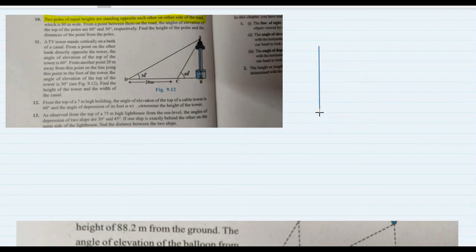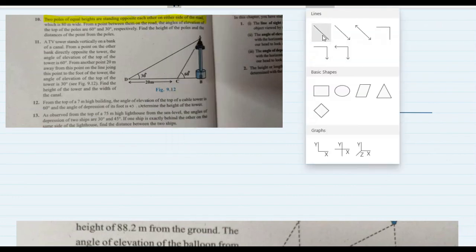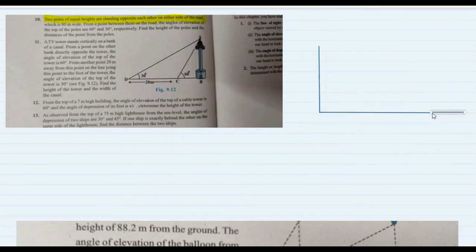Now pole, building, tower, tree, these all things are always considered to be perpendicular to the ground. So always remember that the angle which they will make with the ground will be 90 degree. Okay, so this is one pole of equal heights. Their heights are equal. Okay, this is one pole. Let me draw another pole.